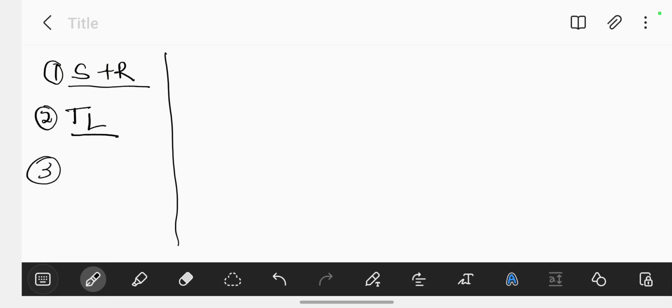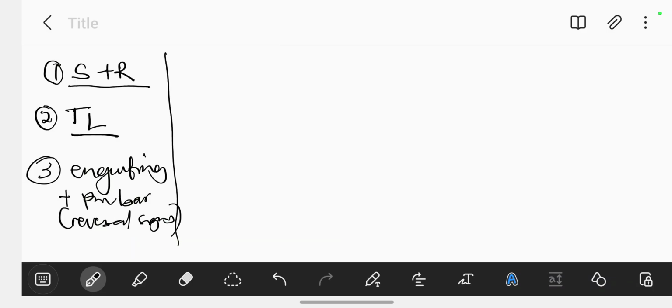Number three, we can have engulfing and pin bar, which are reversal signs. So you need to know, if you are expecting a reversal, what is it that you need to look for. There are a lot of concepts that they can teach you about reversal patterns, but on this channel, to keep things simple and standard, we are only going to focus on pin bar and engulfing. You'll never hear me talking about any other reversal sign. Here I'll be talking about engulfing and a pin bar, sorry.